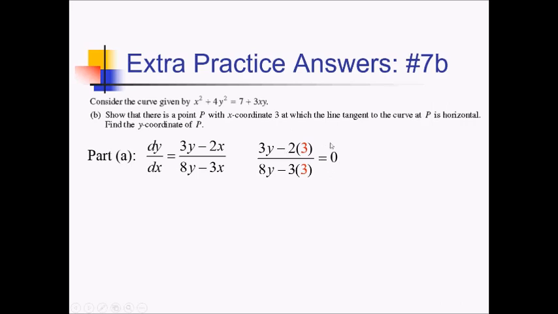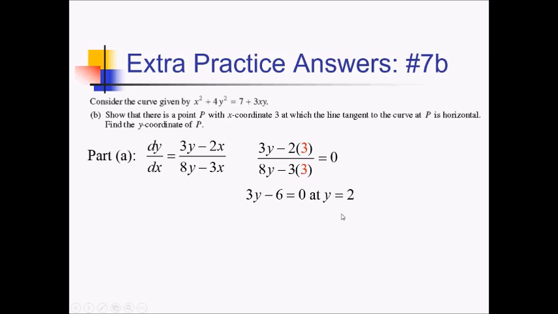So if all this stuff has to equal 0, that means that the numerator, 3y minus 6, has to equal 0. And if I add 6 and divide by 3, that means my y value must be 2. Doing a quick mental check, if I plug 2 in for y in the denominator, I'm not getting 0 down there, so that's a good thing. So this is good. I've got a y value.